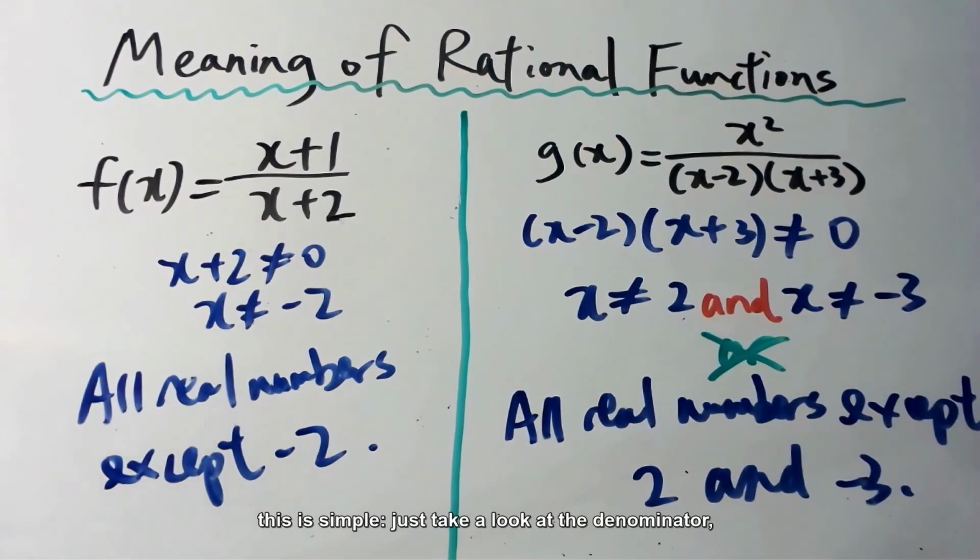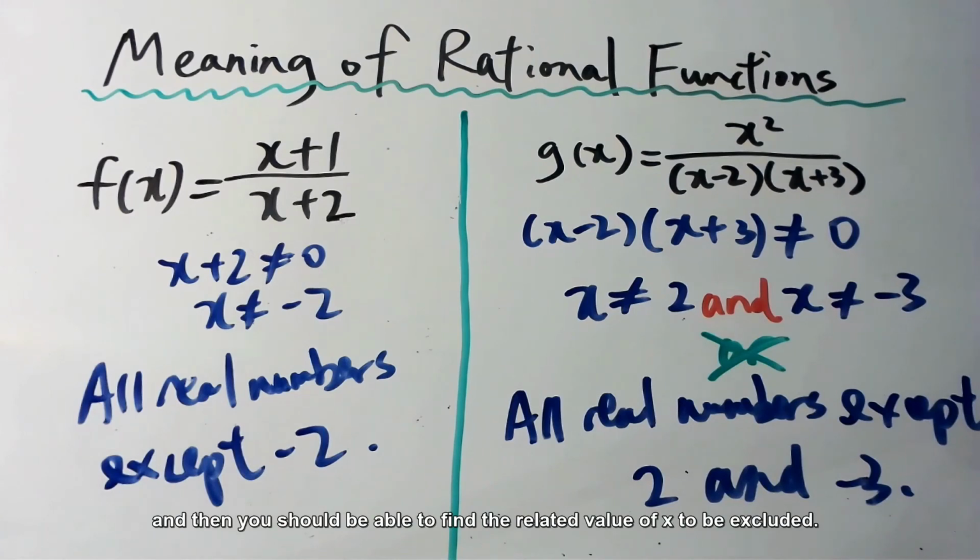So in order to find the domain of rational functions, this is simple. Just take a look at the denominator and you want this to be non-zero, and then you should be able to find the related values of x to be excluded.